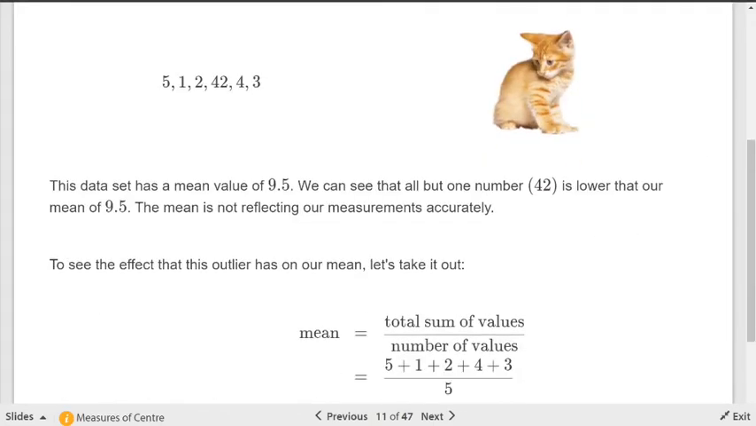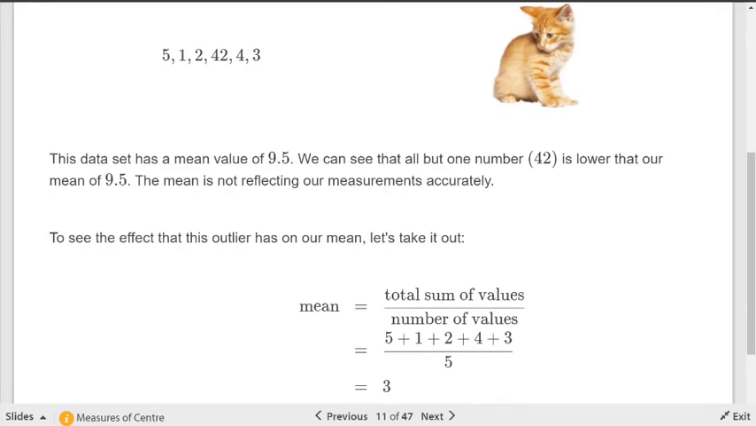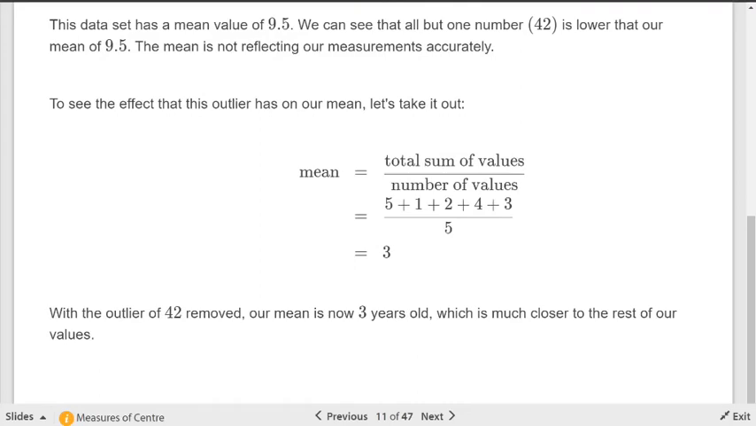So when you take the mean of this data, you get a mean value of 9.5. But that means the average cat lives 10 years. Does that make any sense? No. So that data point throws the data way off. But if you take it out, you get a mean of 3. Does 3 represent pretty much what's happening there? Yeah. Can you remove that? Yes.